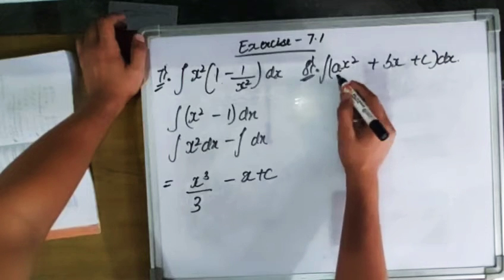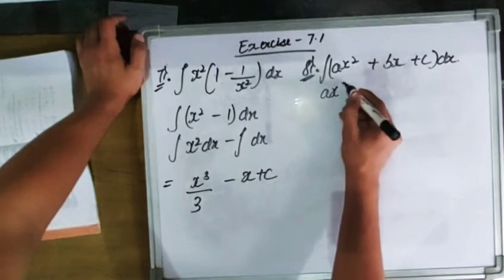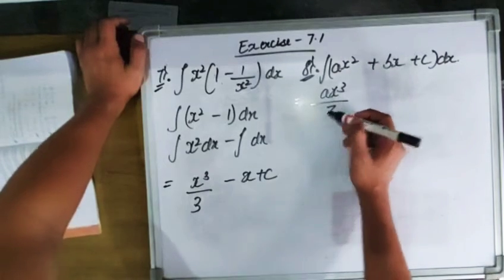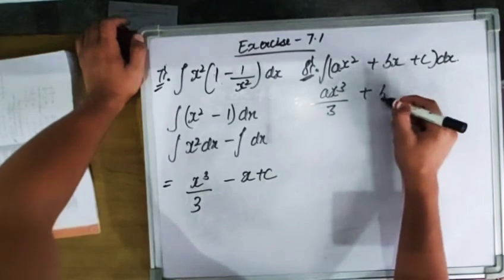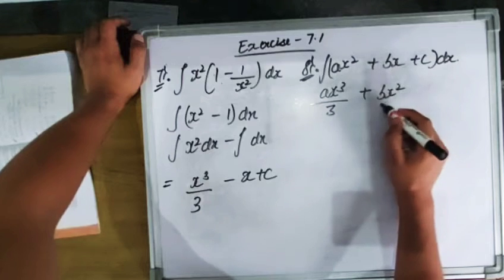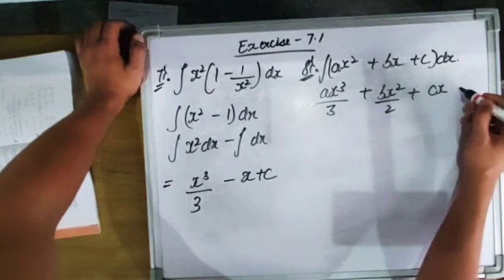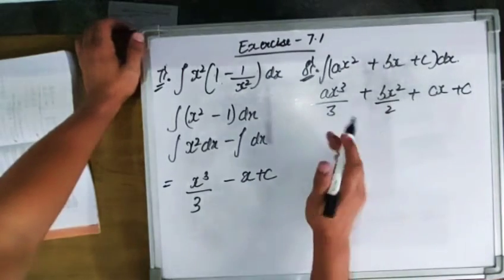The integration of ax square would be ax cube upon 3, because a is the constant here, and the integration of bx is bx square upon 2, and cx plus c. This will be the integration of the 8th question.